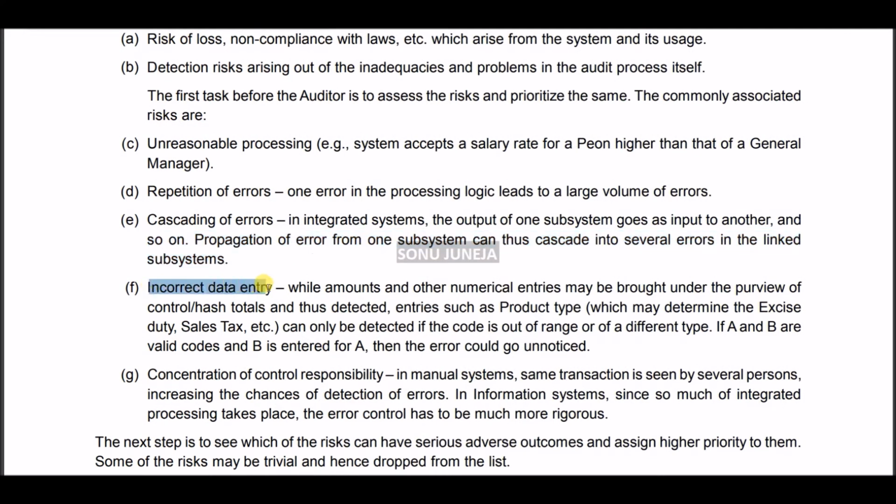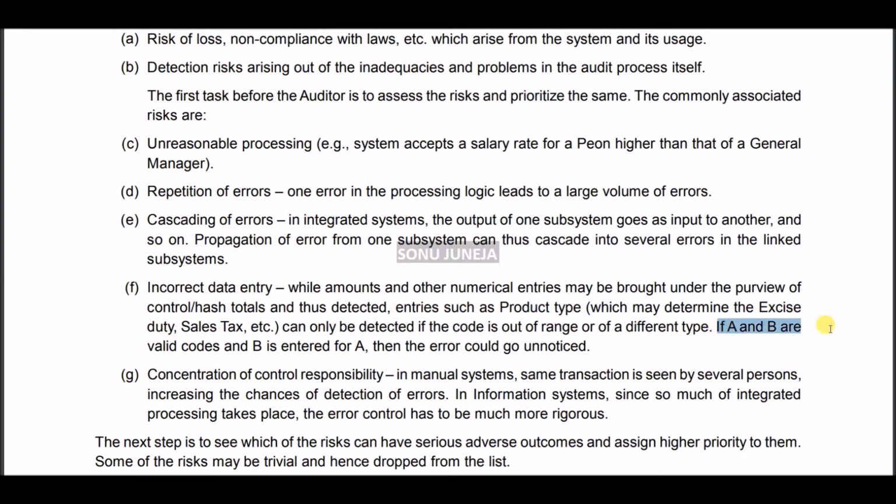Then you have the incorrect data entry. While amounts and other numerical entries may be brought under the purview of control, hash totals, entries such as product type, which may determine the excise duties, sales tax, etc., can only be detected if the code is out of the range or of a different type.